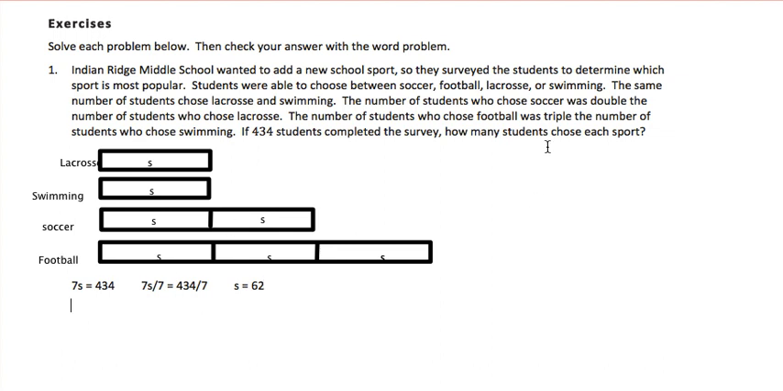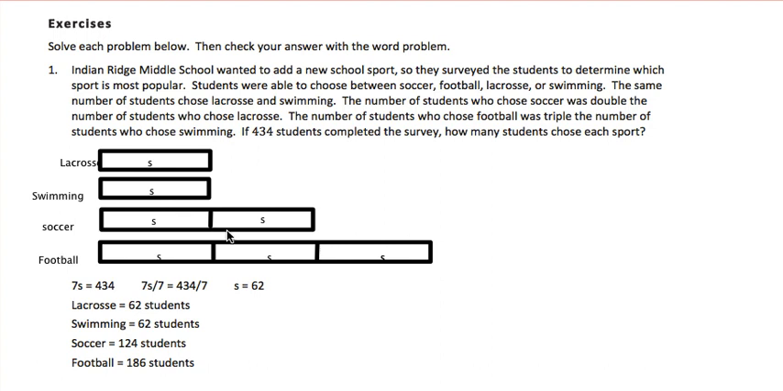Now they asked us how many students chose each sport. So now we'll have to take our information and put it into an answer which lists all of the students' choices. Lacrosse was 62 students, swimming was 62 students. And so when I put all the pieces together, both lacrosse and swimming have 62 students, soccer has 124 students, football has 186 students. And we should put that back into our equation, which was 7s equals 434. And when we put that back in, 7 times 62 does indeed equal 434.